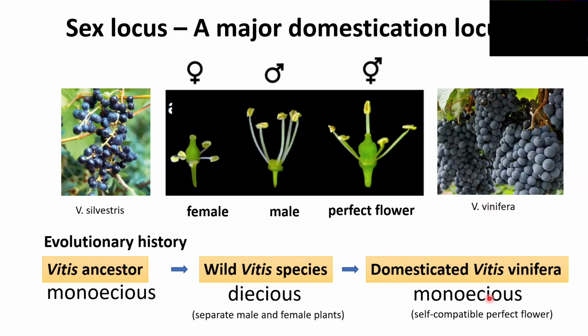During domestication, which happened probably around 10,000 years ago, domestication selected for becoming monoecious again. So today, in the Vitis genus, all the wild grapes are dioecious, and all the domesticated grapes are monoecious and can be self-fertilized.